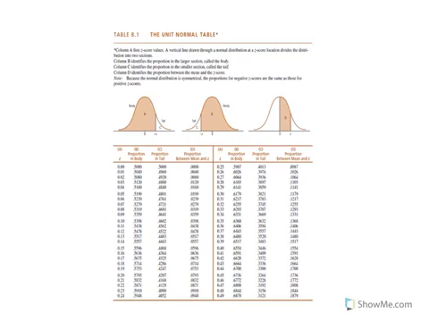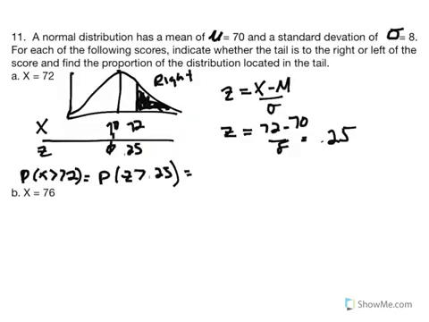Okay, so here's our unit normal table. Again, we enter the table using column A, the z-score. The z-score we're looking for is 0.25, and it's there at the top. And the area in the tail is the area of interest. So let's go back and make sense of this in our distribution sketch.